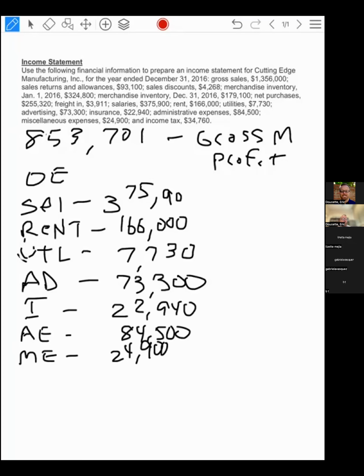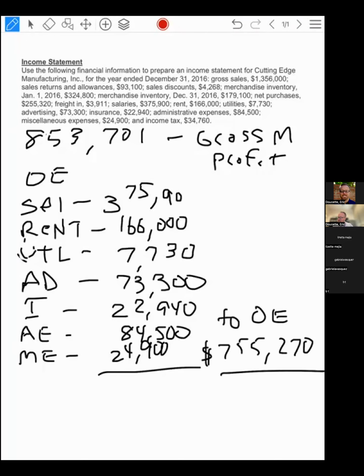So I'm going to add all those up, and they're all going to come out to total operating expense 755,270. So that's my total operating expense. Now, of course, that needs to be deducted from my gross profit. So that's going to leave me with a $98,431 net profit before taxes.